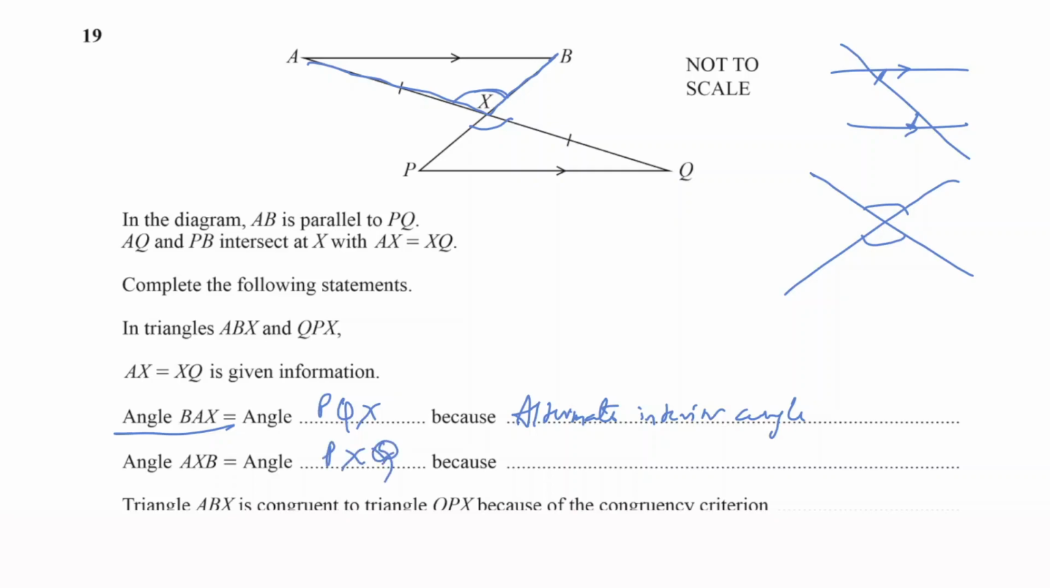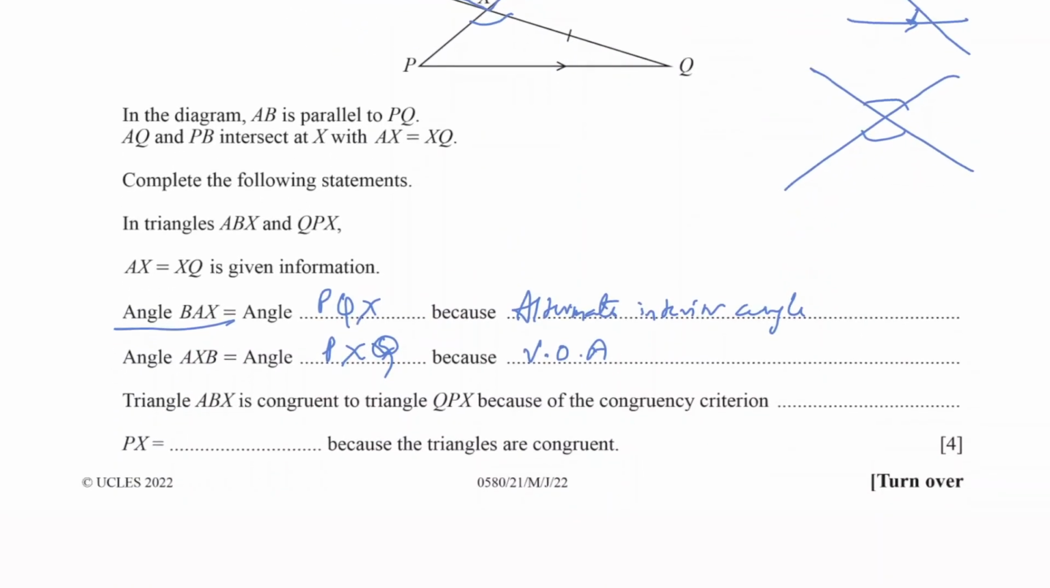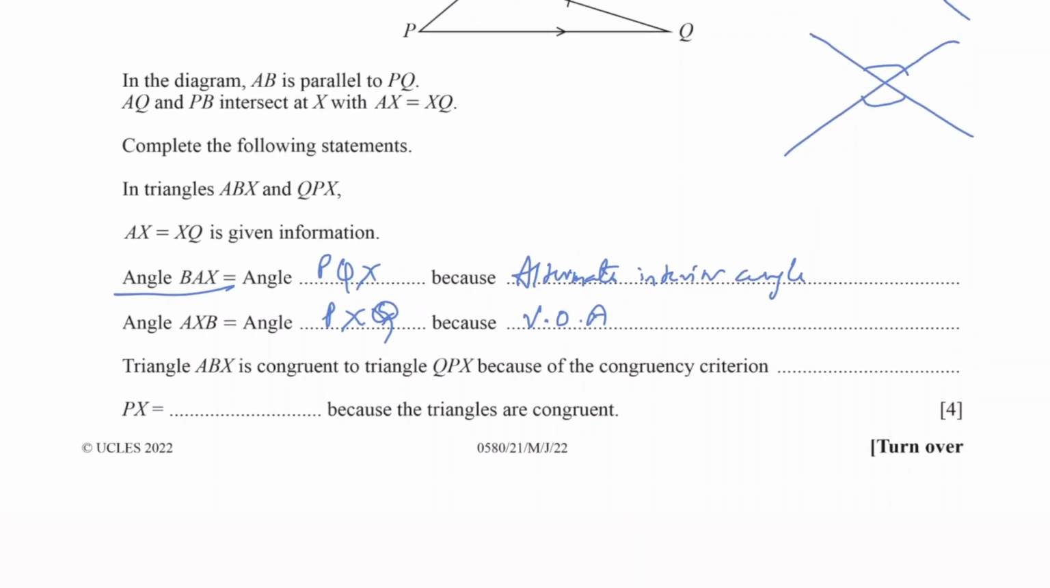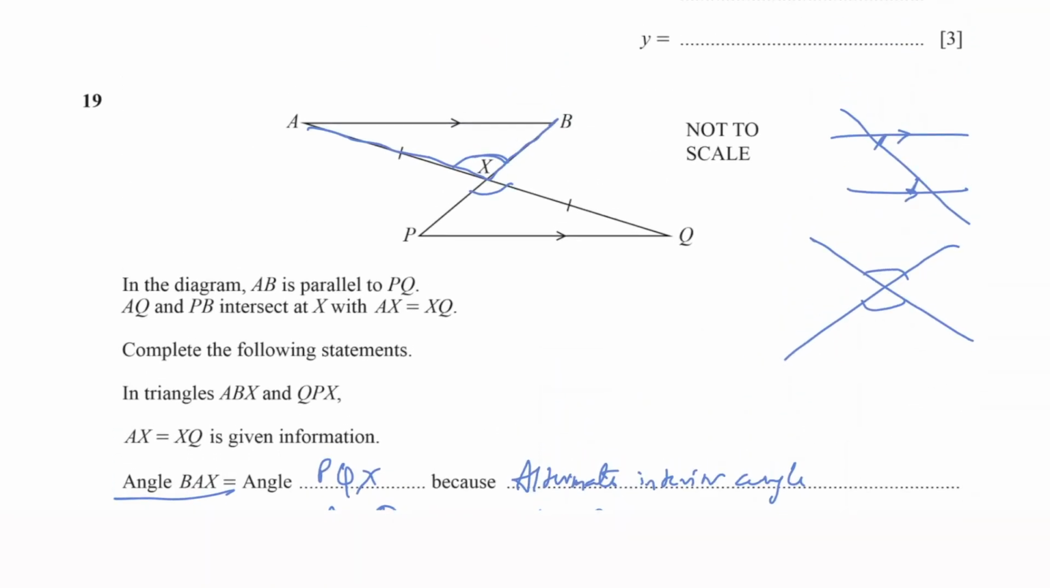And the reason behind it is vertical opposite angle, VOA. Vertical opposite angle, you can also write the full form of that. So yes, that's done. Then they are asking that triangle ABX is congruent to triangle QPX because of the congruency condition. Yeah, they both are congruent because now try to understand it.